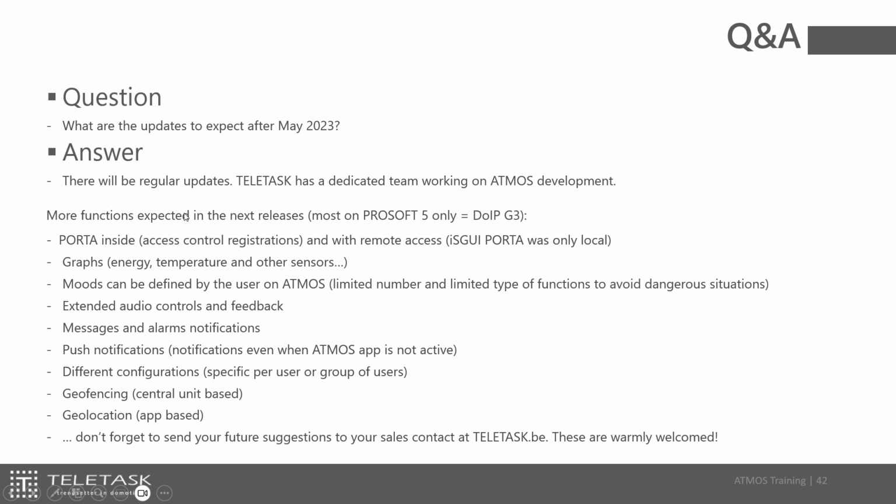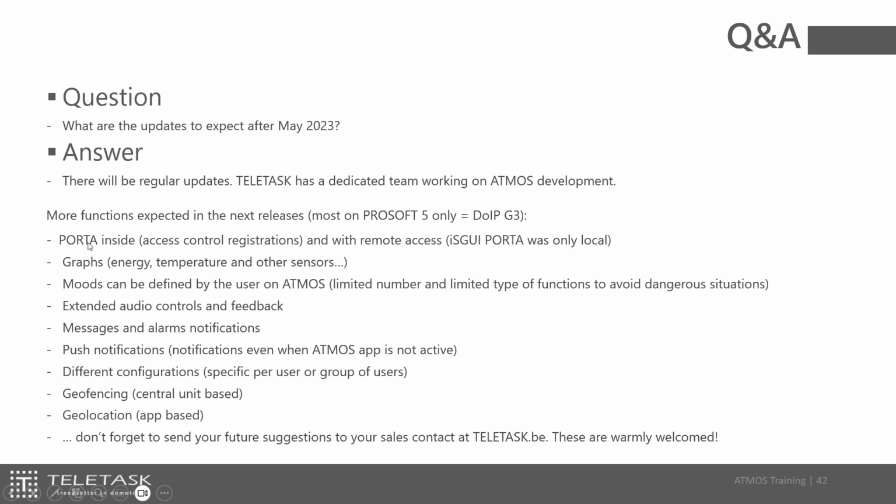Most functions, beware, most functions expected in the next releases may be only on ProSoft 5, so only for G3 central units. So these interesting extras may come only for G3 central units. That's the Palace and the Domus central unit. Porta Insight. So the Porta app, for those who know the Porta app, it's a local app for access control logging, I would say. So you can check who's been entering your house if you use the Teletask access control devices, the proximity reader.